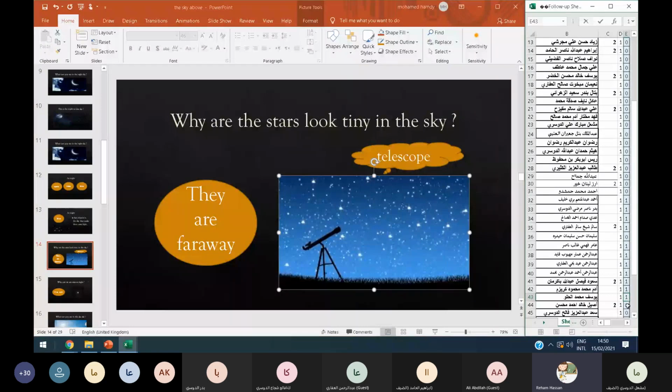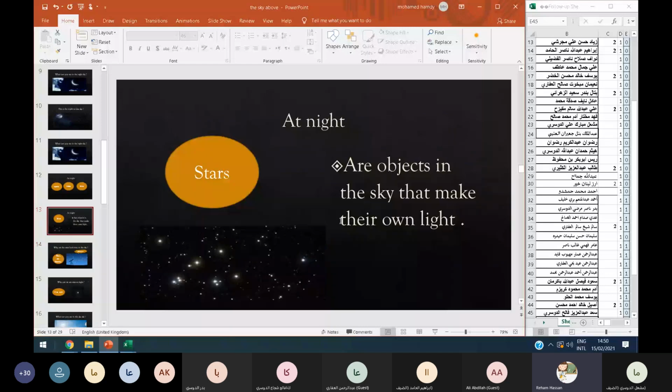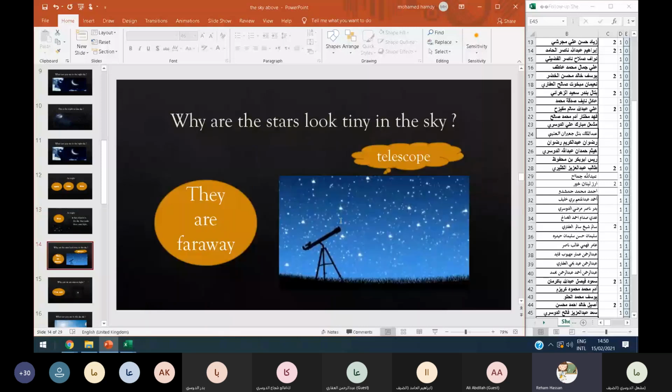So we know that the stars are objects in the sky that make their own light, like a flashlight. Allah created them with their own light. If we look at the sky, we can see the stars. They look very, very small, but they are not really small, they are far away. If we want to observe them, we must use the telescope.